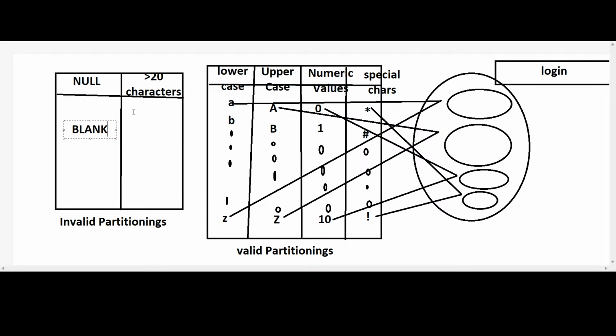For example, not greater than 20, so 20 is the last one. 21 or 22, something like that. If we pass data like this, then your username is not going to accept it. These are the invalid partitions for the group we are testing here. So this is all about equivalence class partitioning, that is called the ECP technique.